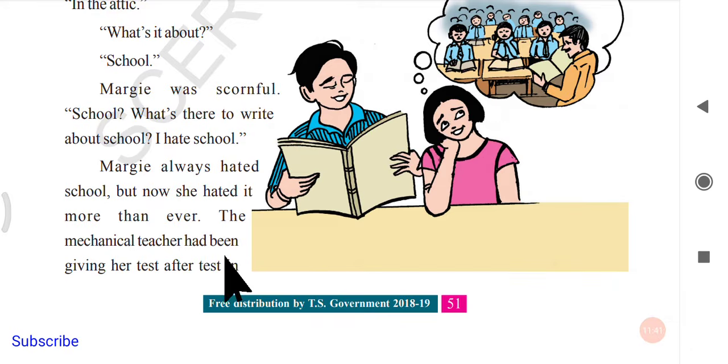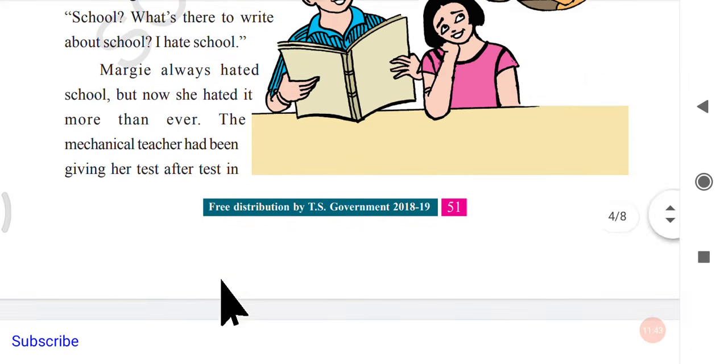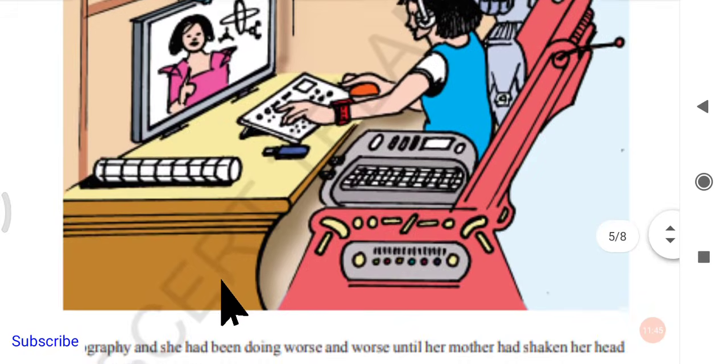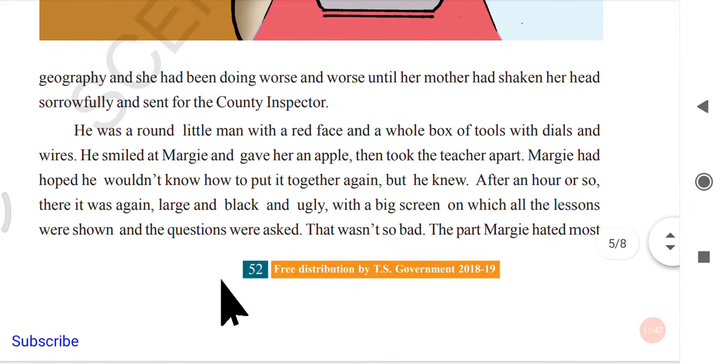The mechanical teacher had been giving test after test in geography, and she had been doing worse and worse until her mother had shaken her head sorrowfully and sent for the country inspector.